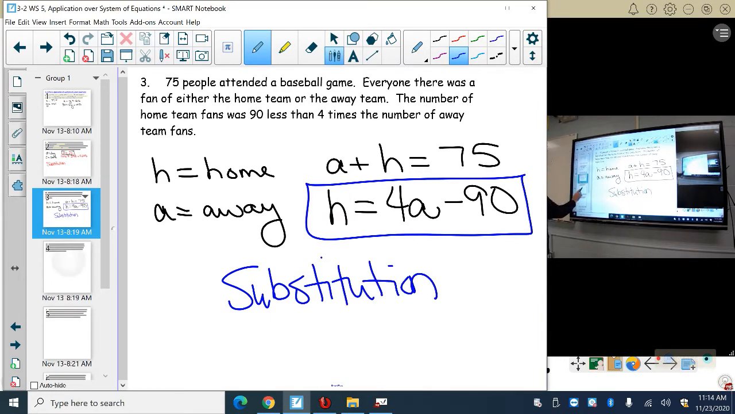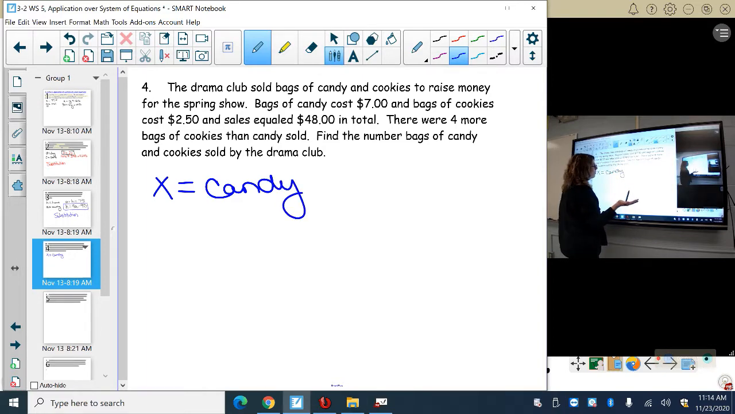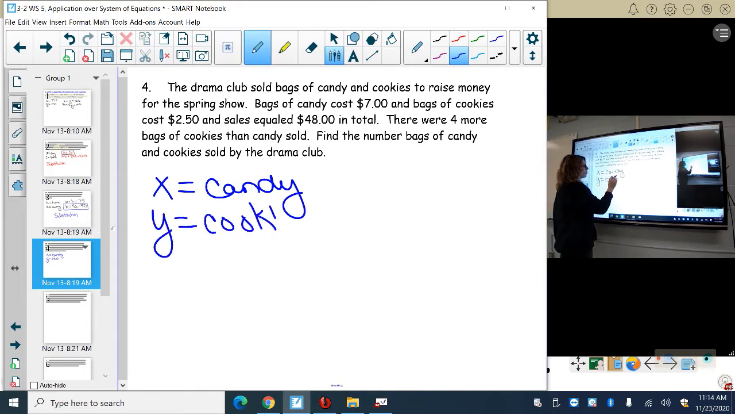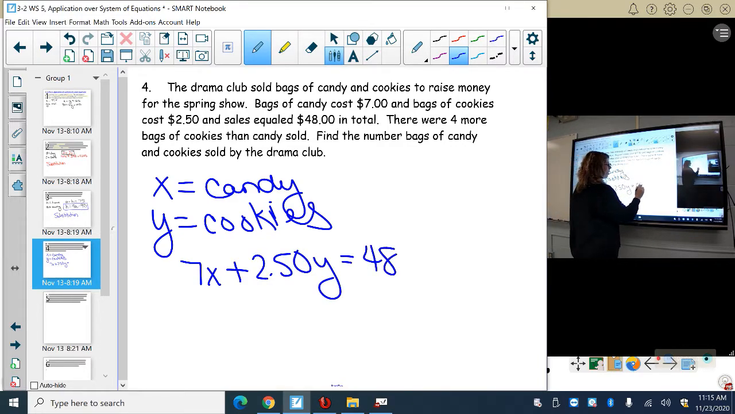Okay? Number 4, the drama club sold bags of candy and cookies to raise money for the spring show. Bags of candy, I can't use C and C because they're the same thing. So X equals candy and Y is equal to cookies. Okay? Bags of candy cost $7 and bags of cookies cost $2.50. And the sales have to equal 48. So my candy is going to be 7X plus my cookie sales, which is going to be $2.50 times Y. And that has to equal a total of $48.